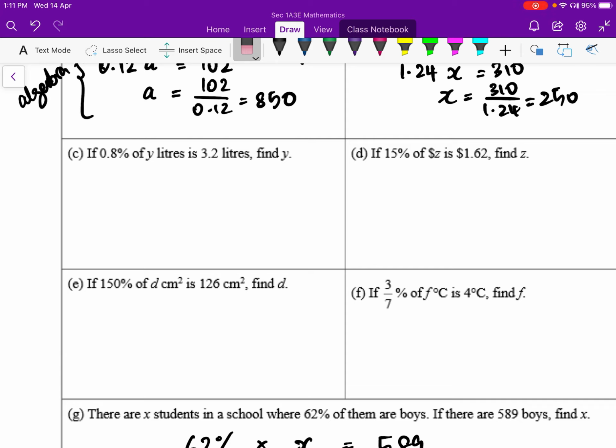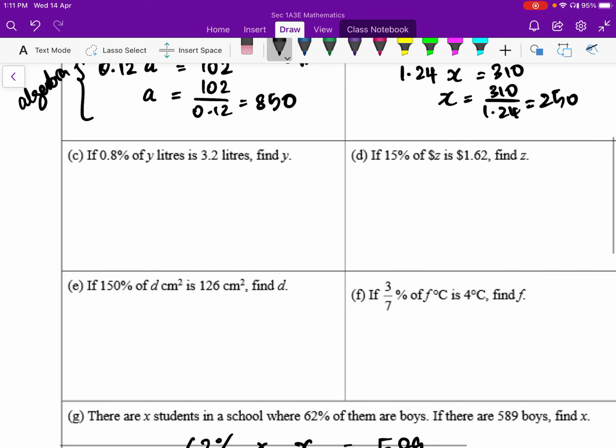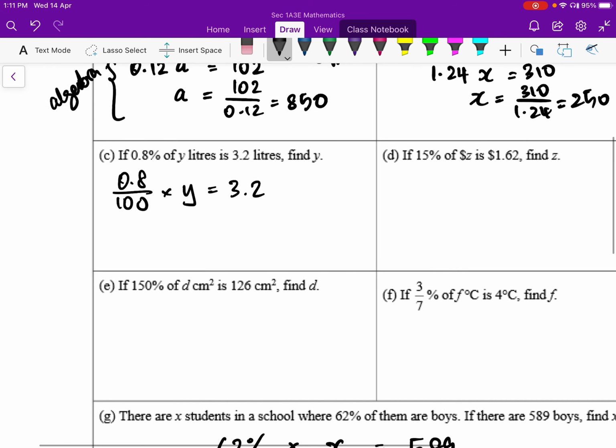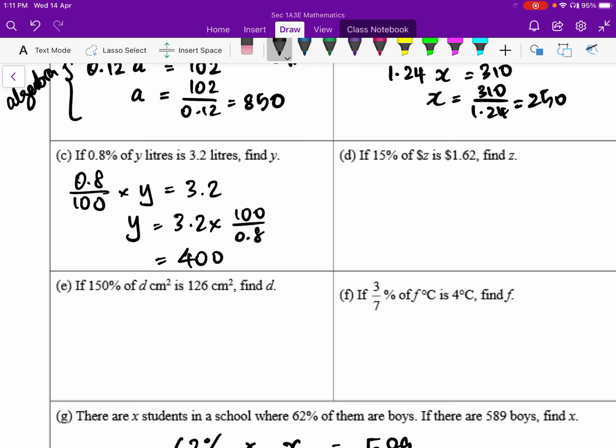So 0.8% of y is 3.2. 0.8 over 100 times y is 3.2. Okay, so we want to find y. 3.2 times 100 over 0.8. You get 400. So the y value is just 400.